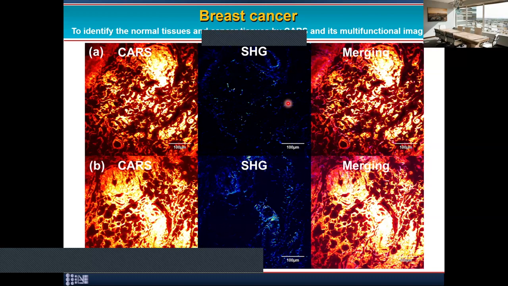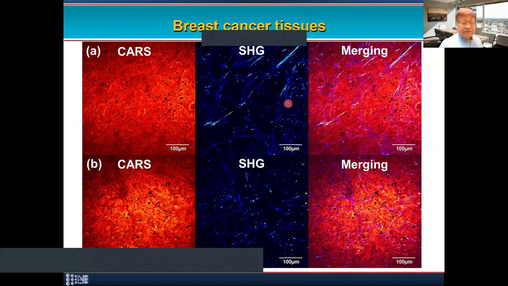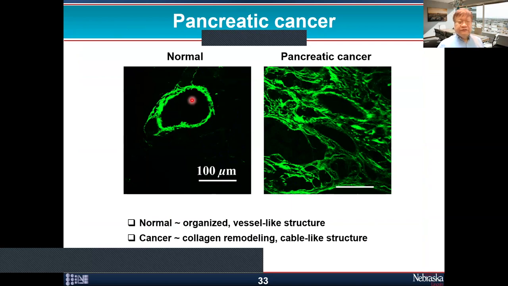So what we did was to single out the blood vessels in breast tissues, because the morphology and density of the blood vessels have a direct association with the cancers. This is normal tissue, and this is the cancer tissue. You can see that in the cancer tissue, the blood vessels are much denser, and they have much sharper edges and much sharper ends. That's a sign of breast cancer.